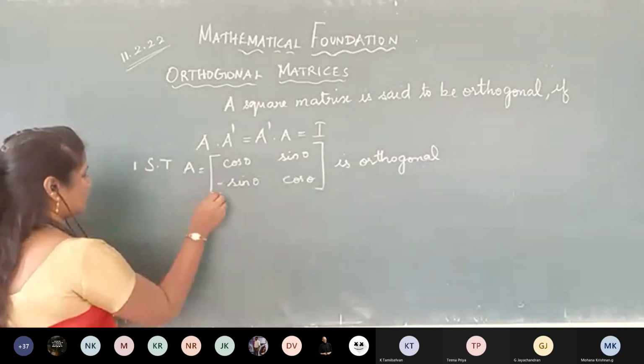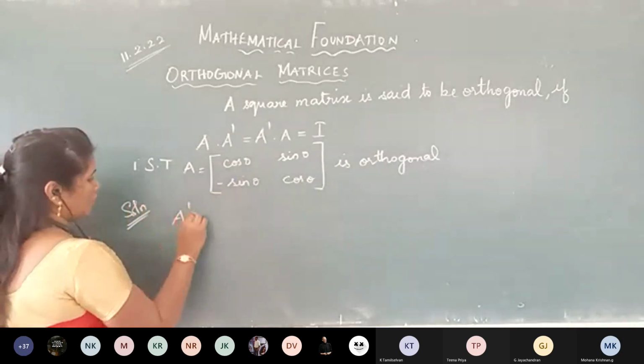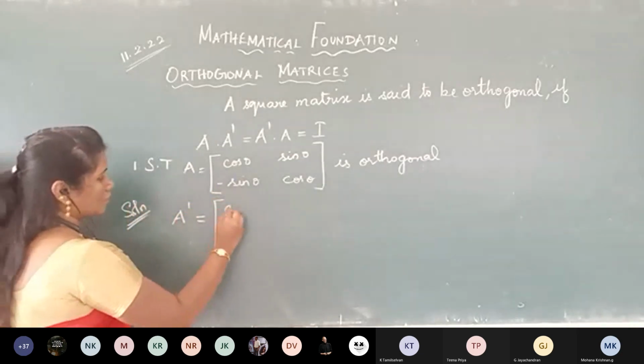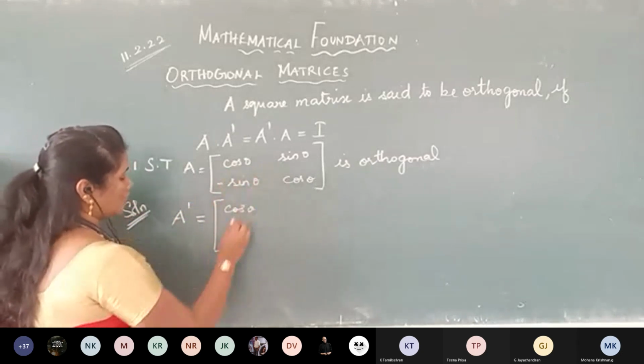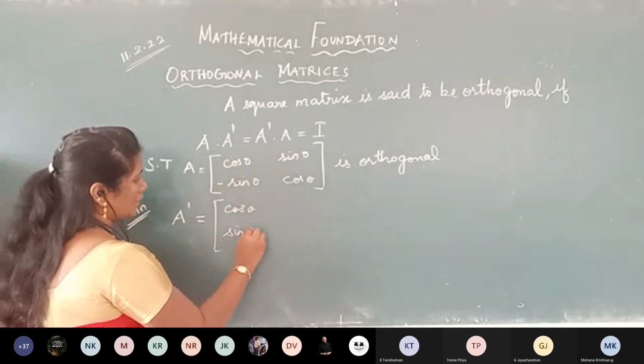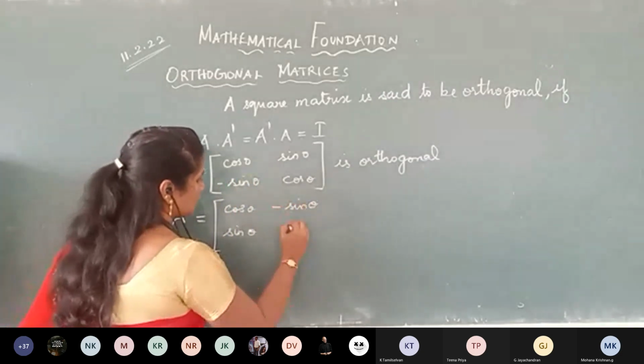So we will go on to the problem. This is your question. So your A transpose will be, you will take the rows as columns. Your first row will be cos theta, sin theta, and then your second row, minus sin theta, cos theta.